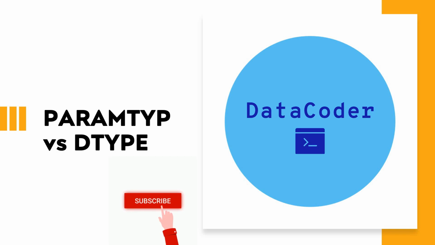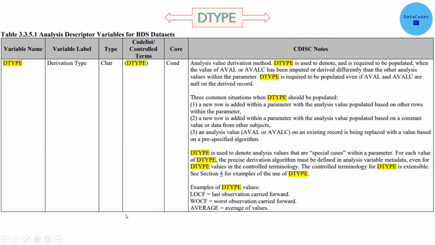Let's get started. So first let's see what DTYPE is. This is the screenshot I have taken from the ADaM IG 1.1, and here is the definition of DTYPE. The variable name is DTYPE, and the label is Derivation Type. It is a character type variable and it has a code list or controlled terminology, that is DTYPE, which is extensible, and this is a conditional variable.